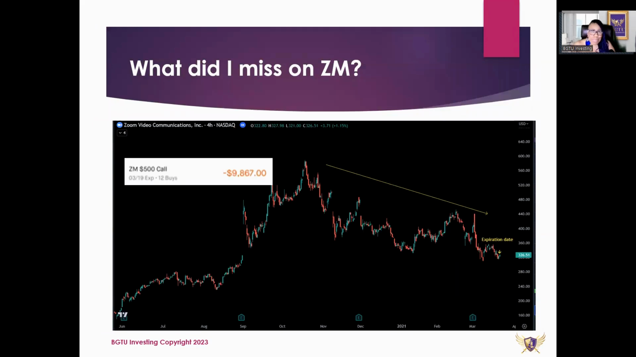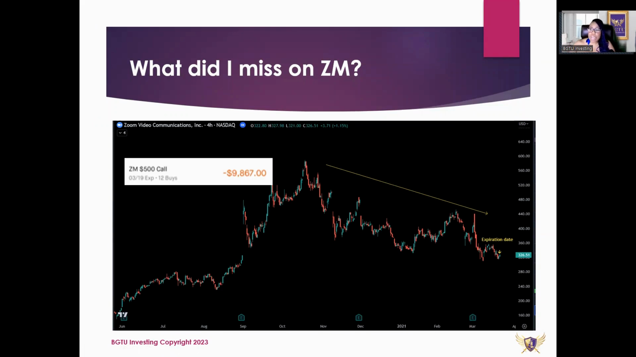So let's talk about that $10,000 loss on Zoom that I had. So I can easily look back. So this is where we are. And once again, I didn't go back and pull up my journal and look at when I got in, but I had a 3/19 expiration date. And I had 12 contracts. Obviously, we could see that things were not going in my direction. And obviously, my brain wasn't working to tell me to get out of this trade.